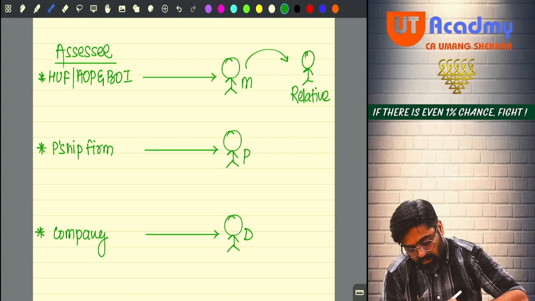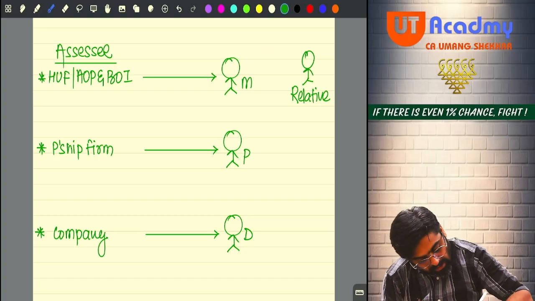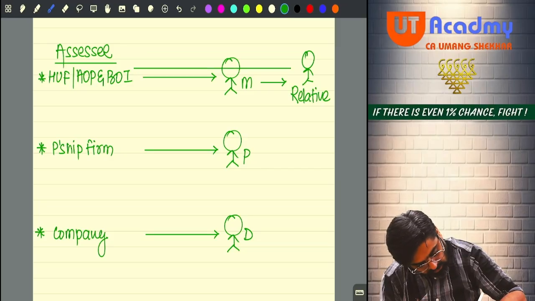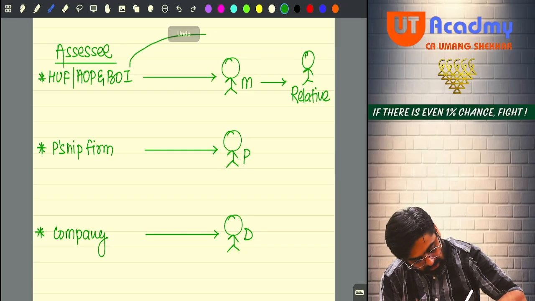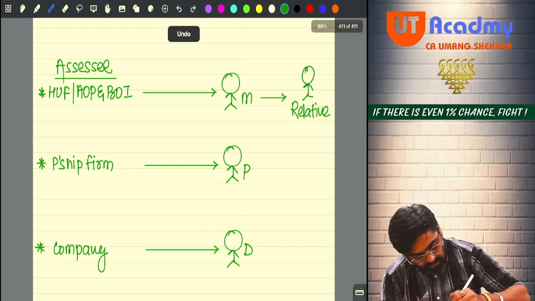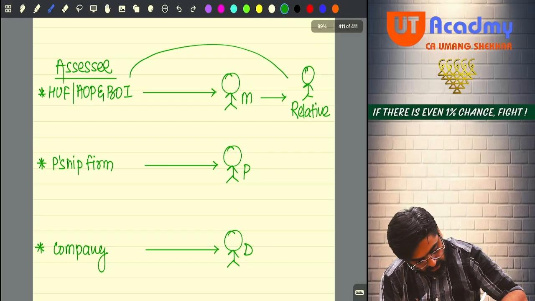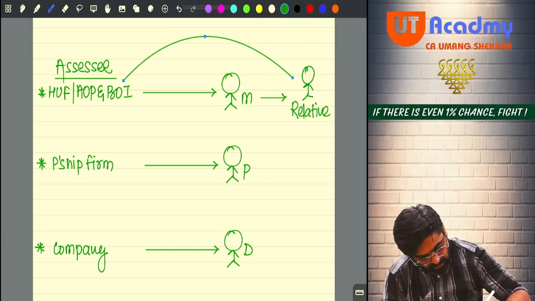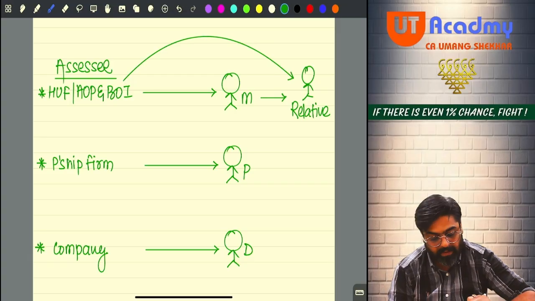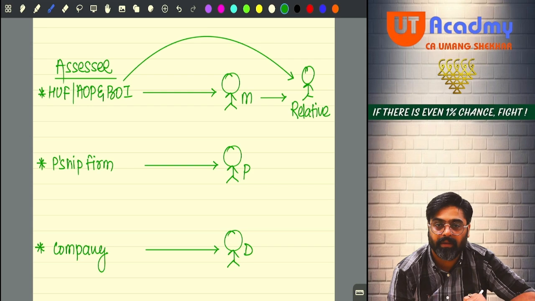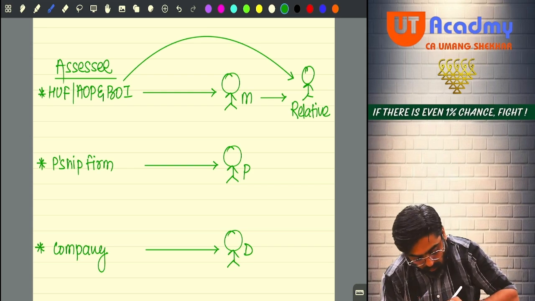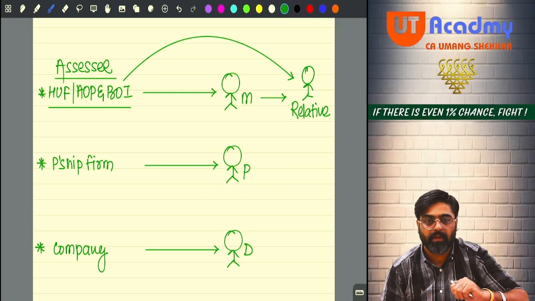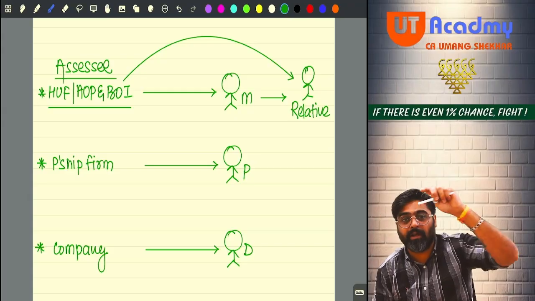So even the relative of this member. So if the payment is made to this relative also, then that payment will be covered under 40A(2), if that payment is excess payment. So for HUF, AOP, BOI, who is a related party? Member is a related party, and the relative of the member is also a related party.